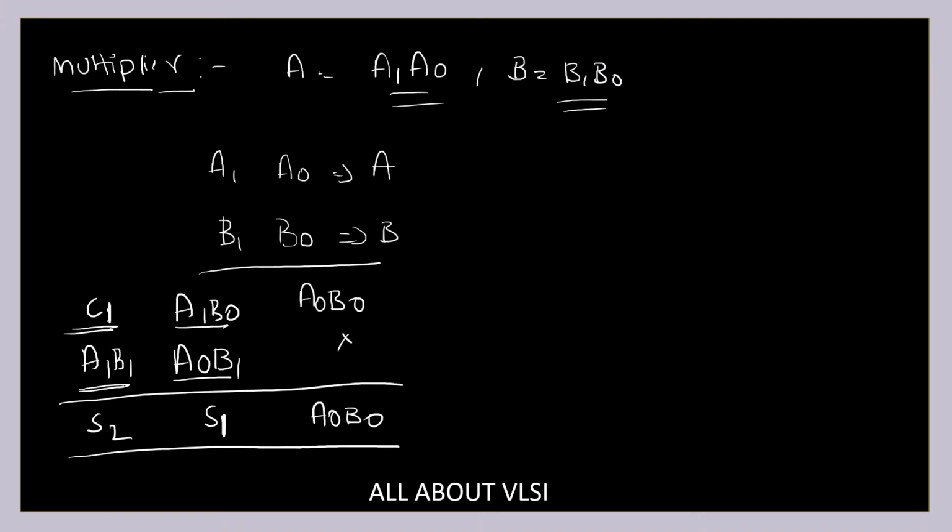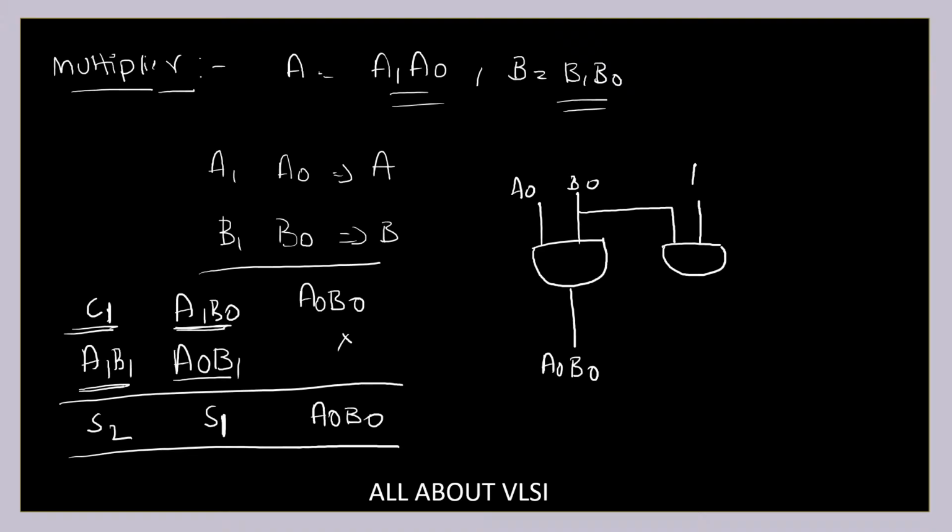Now, using this, I need to implement a simple multiplier. How am I going to implement it? For this, I take one AND gate. To this AND gate I give A0 and B0, so that I get the product term A0 B0. Now for getting A1 B0, I take B0 as one input and A1 as the other input, so that I get A1 B0. This is one product term.